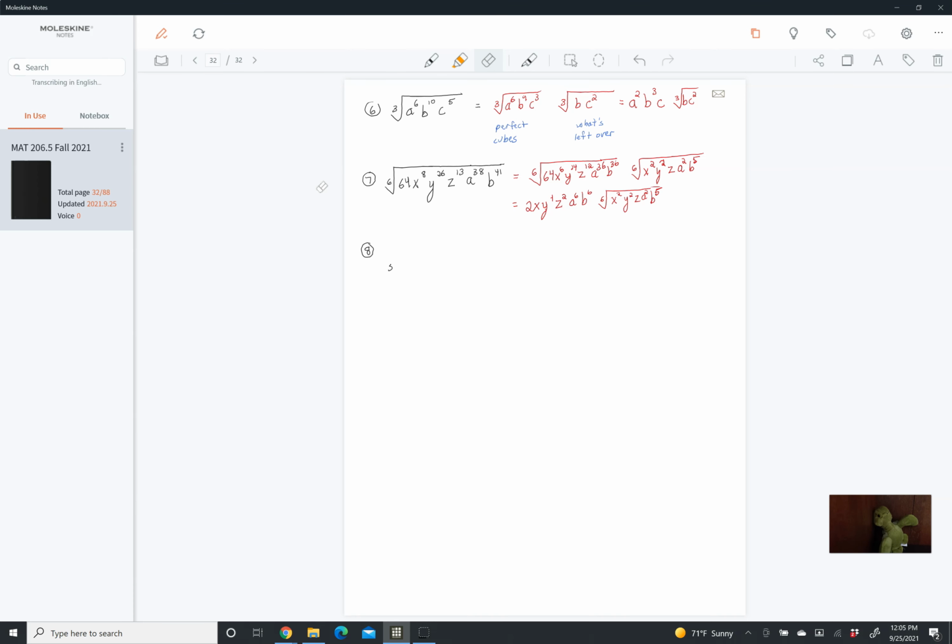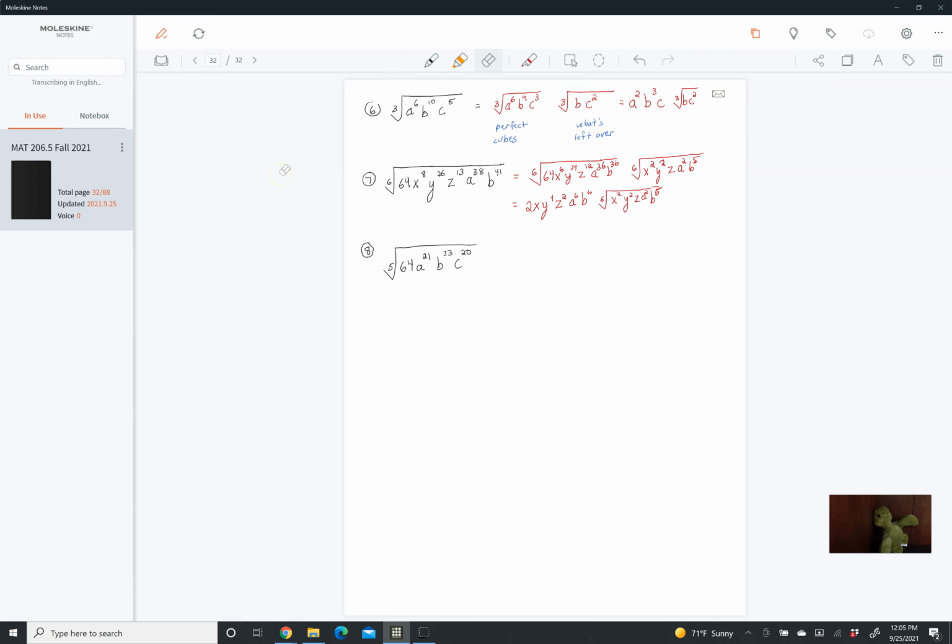Let's do the 5th root of 64 a to the 21st, b to the 33rd, and c to the 20th. Okay, so once again, we're splitting this up into 2 radicals.